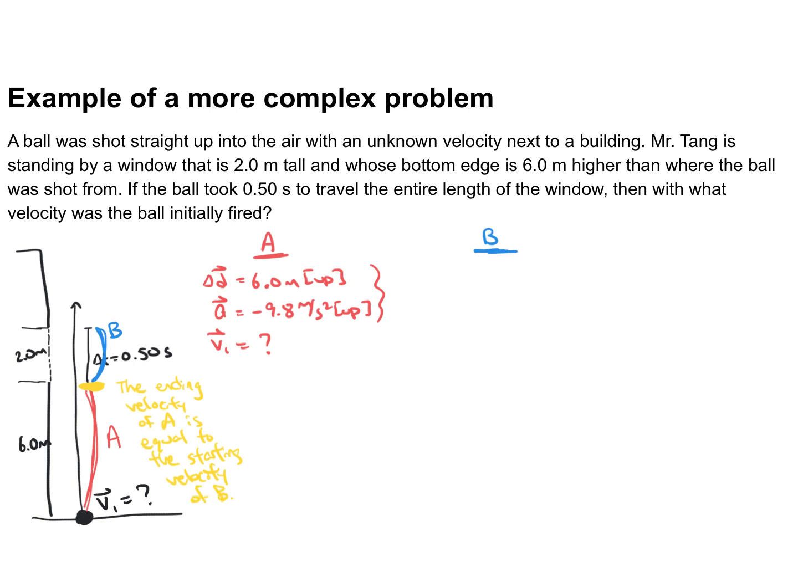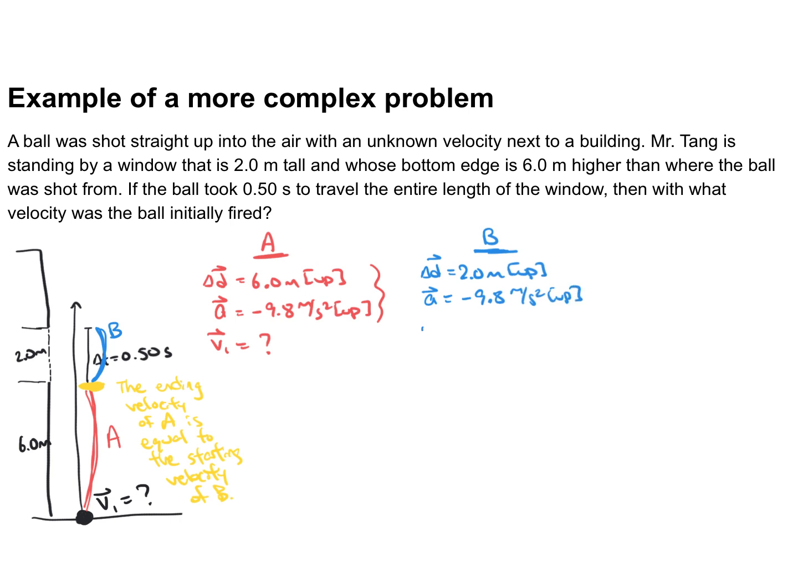The ending velocity of A is equal to the starting velocity of B. So I'm going to go to part B here. I'm going to list out my givens. I know the displacement in part B is 2 meters up. And the acceleration is still due to gravity. Again, I'm going to write it as negative 9.8 meters per second squared up.